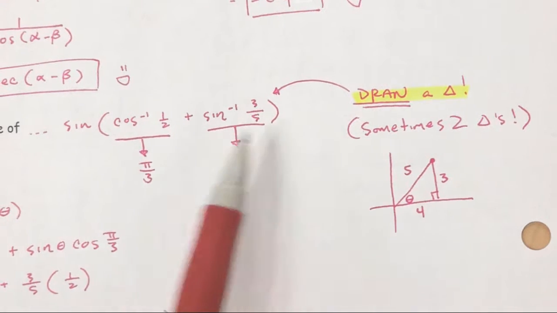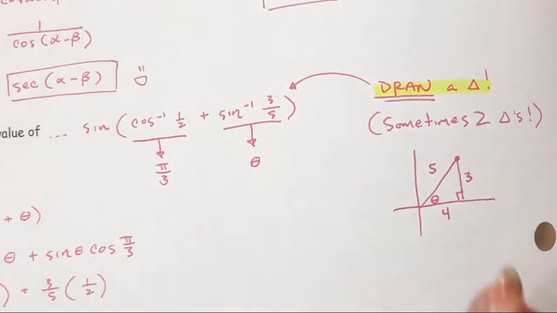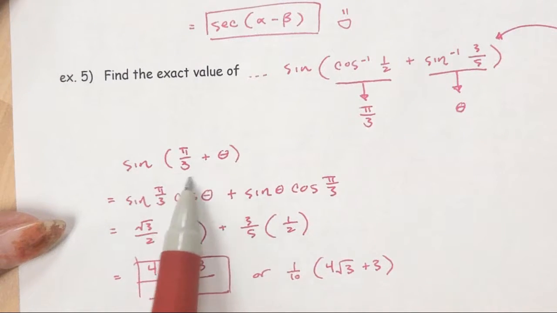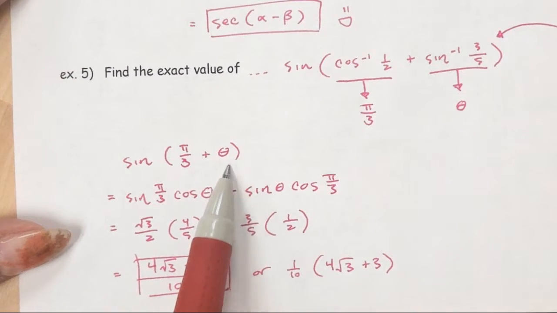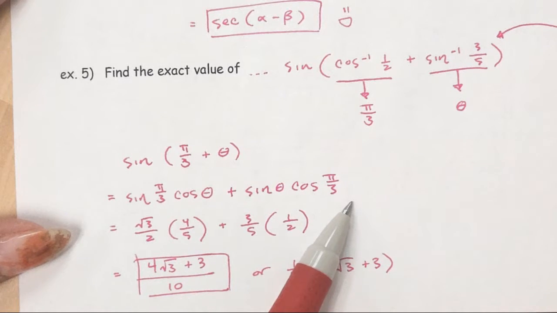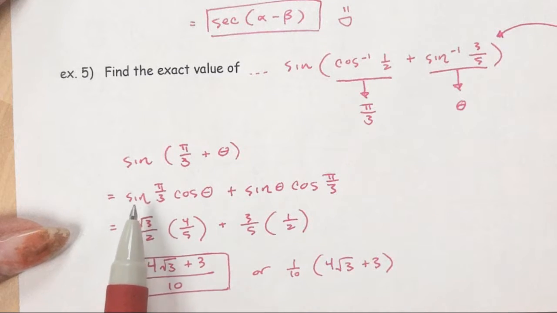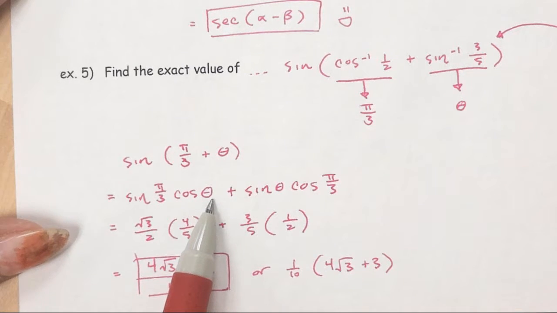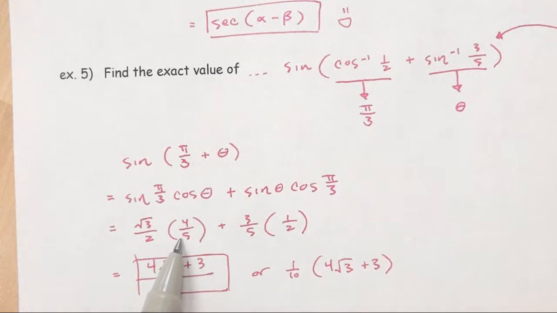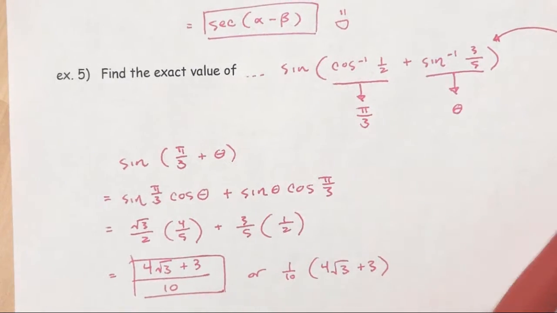So really what they're asking is the sine of pi over 3 plus theta. So I changed the question to sine of pi over 3 plus theta. That's what we're really looking for. Use the formula to write it out. And then what is the sine of pi over 3? Unit circle. What is the cosine of theta? You use the triangle. It's adjacent over hypotenuse. There you go. Using the triangle that we drew on the right side.